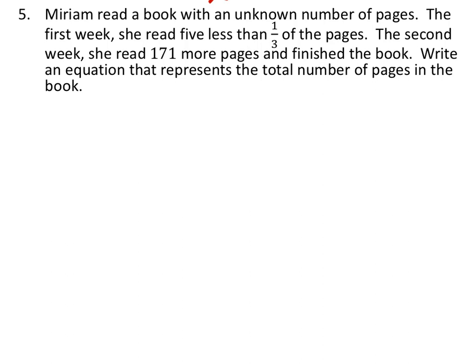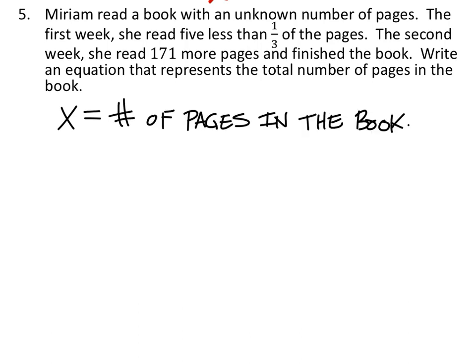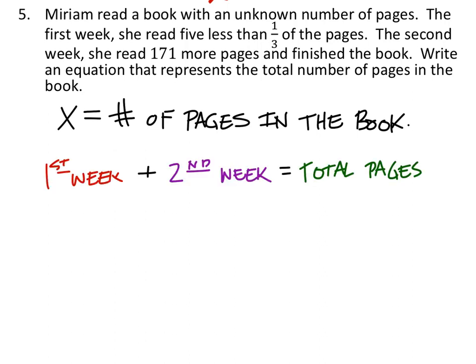So here's what we got on this. First we'll define our variable, which for us we'll say is x. x would be the number of pages in the book. So if that's the case, there's 2 things we see on this. We have the first week and then the second week, and then she finished the book. So let's write that out. This is just to help us set up the equation, because we know there were only 2 weeks that she read the book and then she finished it.